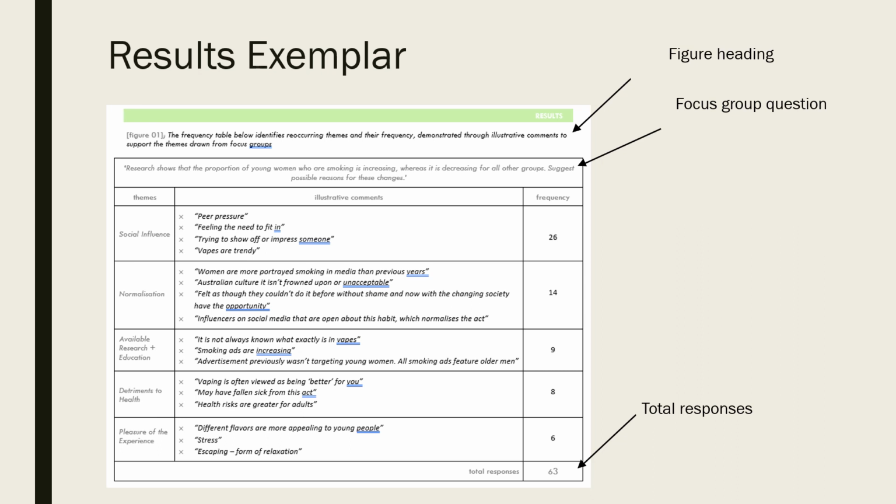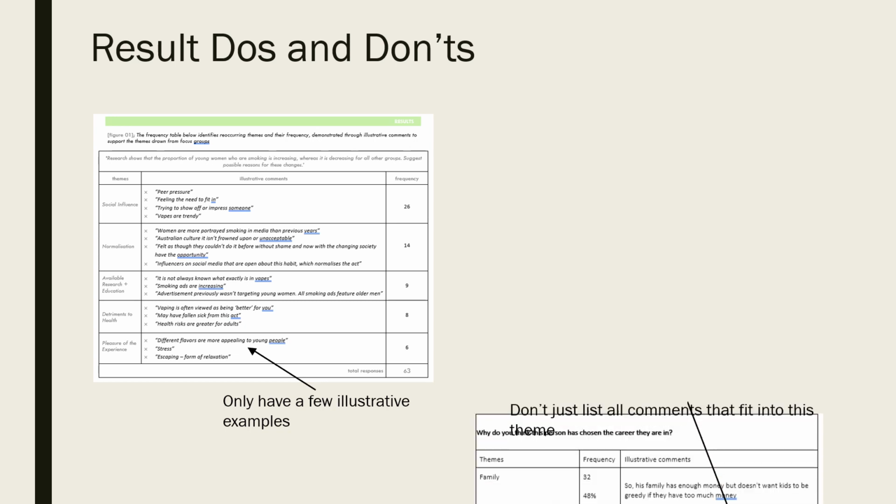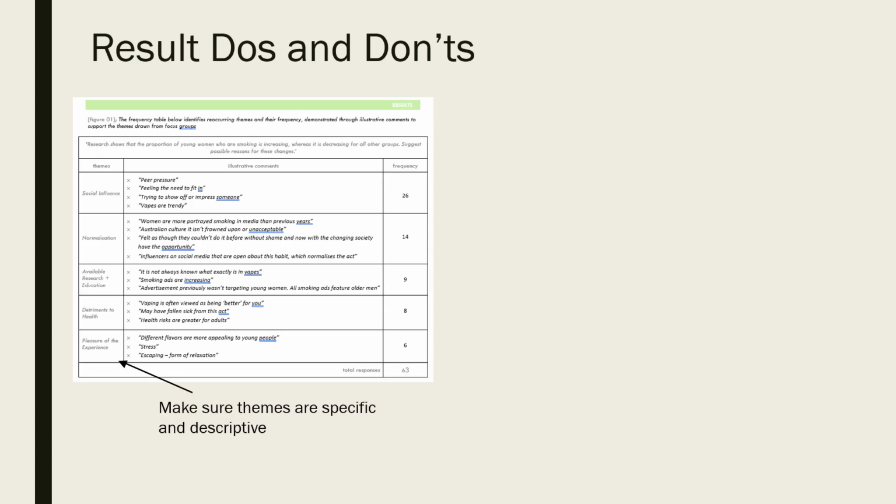Let's compare this frequency table to a less successful exemplar to illustrate some do's and don'ts of frequency tables. The first reminder is to only have a few illustrative examples. Don't just list all of the recorded comments that fit into this theme in the illustrative comments column. Another important reminder is to make sure themes are specific and descriptive. Some examples here include detriments to health and pleasure of the experience.